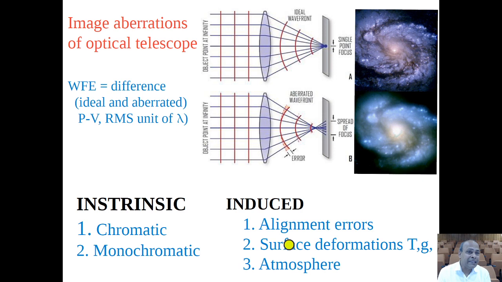The second is surface deformation. When we use this optical system, we mount it at a certain place where the temperature changes, and also when the telescope moves, the optical elements change their position, so there is a gravity effect. So this surface deformation of optical surfaces also induces error. These are called induced errors. Then the third is the Earth's atmosphere, because in the Earth's atmosphere there is a change of refractive index and turbulence, and that is also a cause. This also falls under the induced category of wavefront degradation.